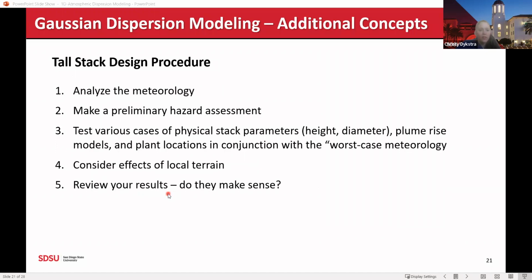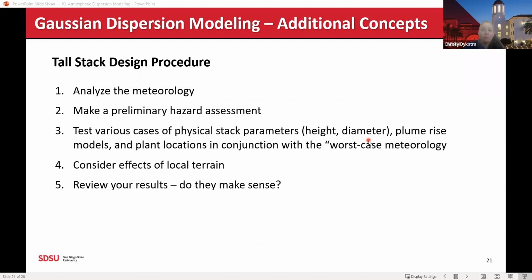So if they're designing a tall stack, they would want to first analyze the meteorology. So you're going to be doing this for your project. So you would look at historical meteorology data and so on, make a preliminary hazard assessment. So what's nearby? Where does the wind blow typically? What are the stability classes throughout the year and so on? Then test various cases of physical stack parameters, height and diameter. You can change those, and those change different parameters and how that plume will behave.